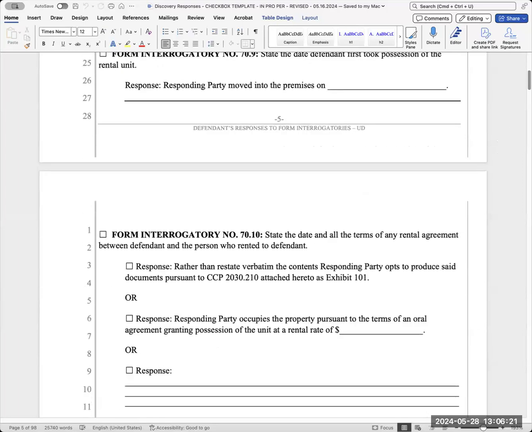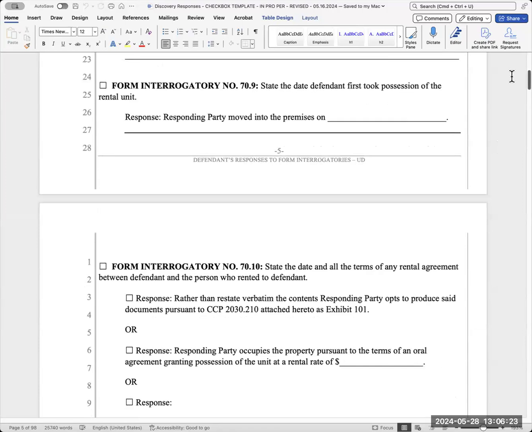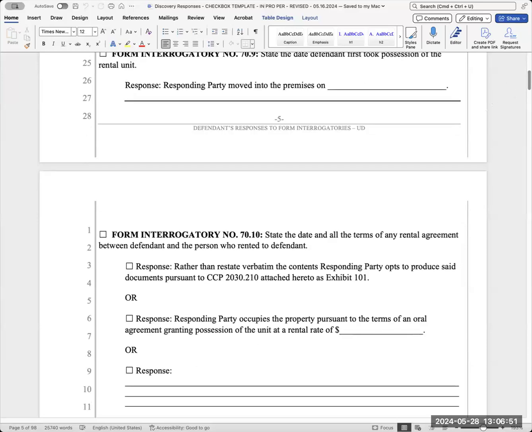Form interrogatory 70.9. State the date defendant first took possession of the rental unit. Again, a question that both sides could answer. You're going to put the date to the best of your recollection. If you don't know the exact date, put on or about. If you're not sure, put on or about. You can put on or about a date, or on or about a month, whatever it is that you know about when you first took possession. Ideally, on or about is the best way to put it, just in case you're off by a day or two.